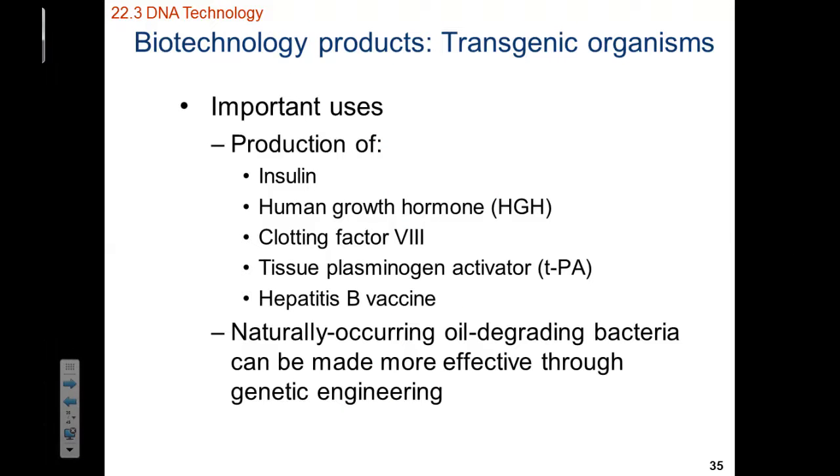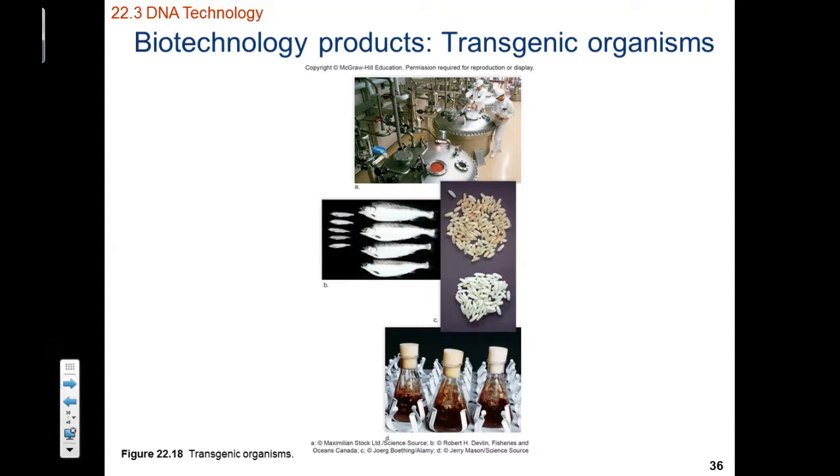Important uses of transgenic organisms for human beings include making insulin, human growth hormone, and other proteins that have very medically significant implications for human beings. We've also designed bacteria to help clean up from oil spills. We've also designed other organisms to be less likely to die in a drought, or to be pest resistant, or to resist herbicides as well.